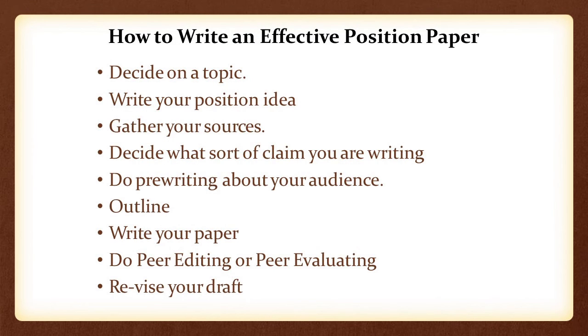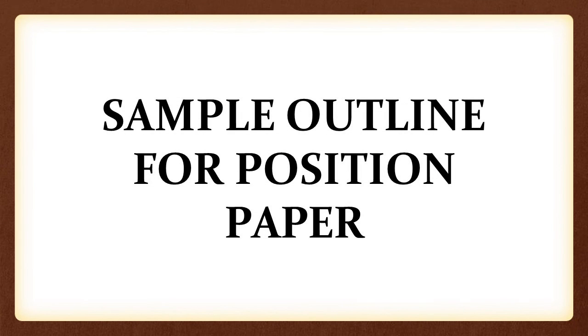Now, here are tips on how to write an effective position paper. First, you need to decide on a topic. Second, write your position idea. Third, gather your sources. And then fourth, decide what sort of claim you are writing. Fifth, do pre-writing about your audience. Sixth, you need to outline. Seventh, write your paper. Eighth, do peer editing or peer evaluating. And then ninth, or the last one, will be revise your draft. Now take a look at the sample outline for a position paper.